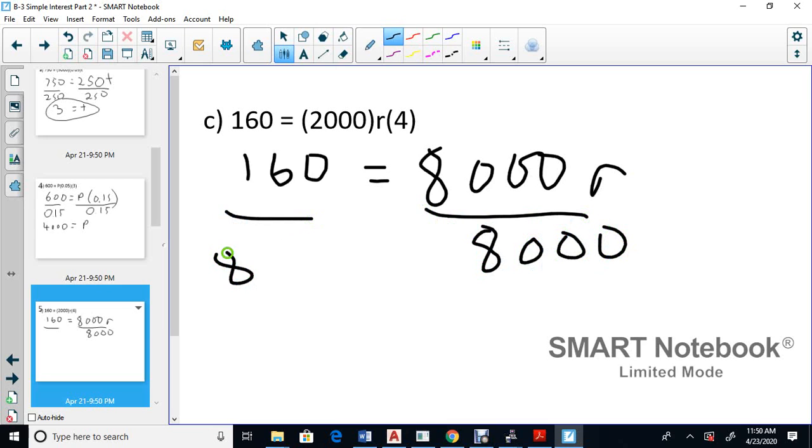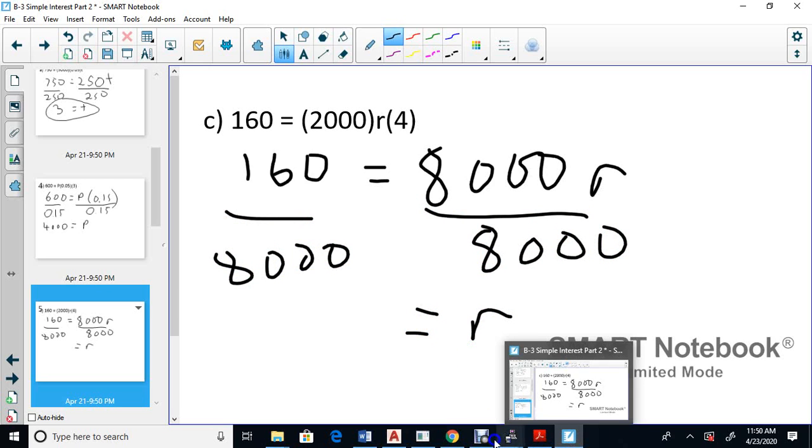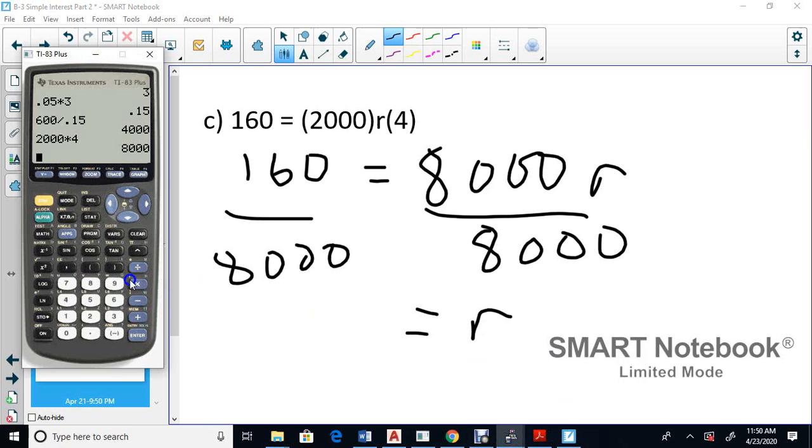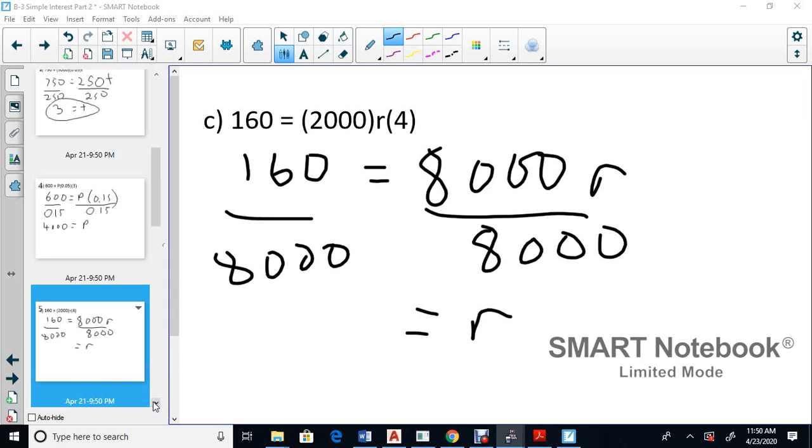Divided by 8,000. And then you go R equals. We can get our answer here. Let's go back to our calculator. And you get 160 divided by 8,000. And you get 0.02 as a decimal. And then you multiply this by 100. If you wanted a percent, that'd be like 2%. So you'd have to do the opposite.